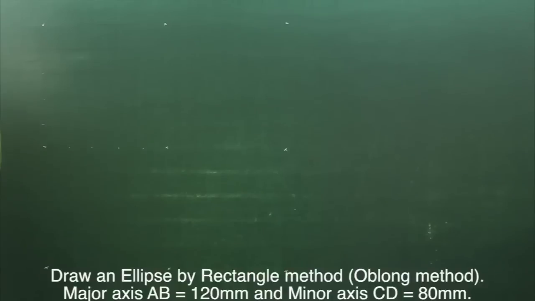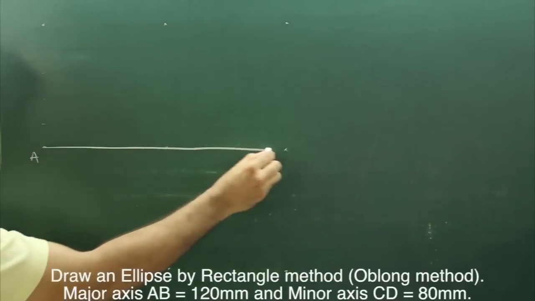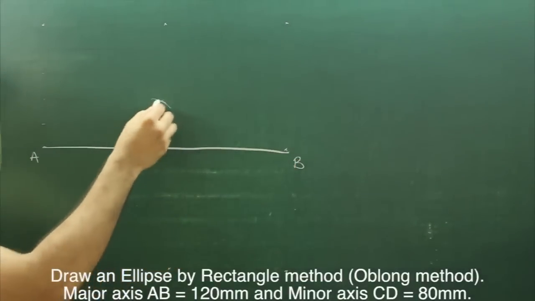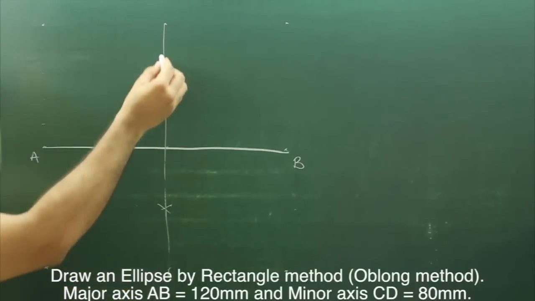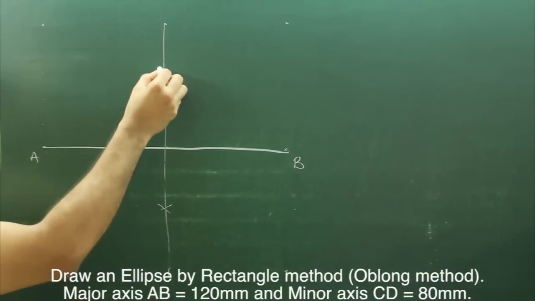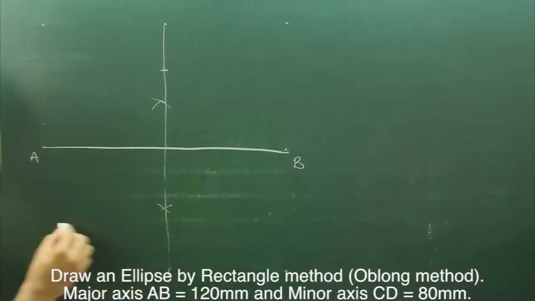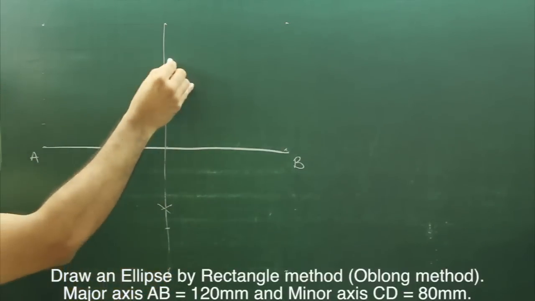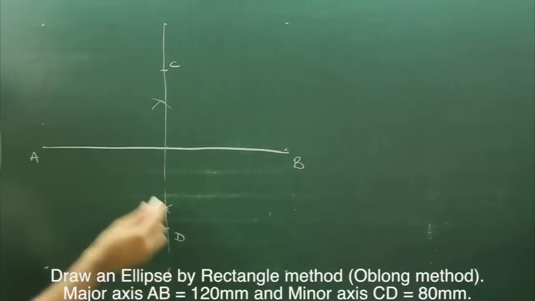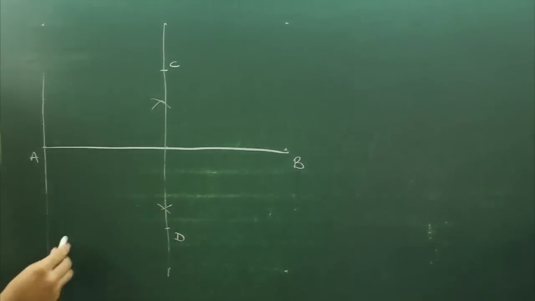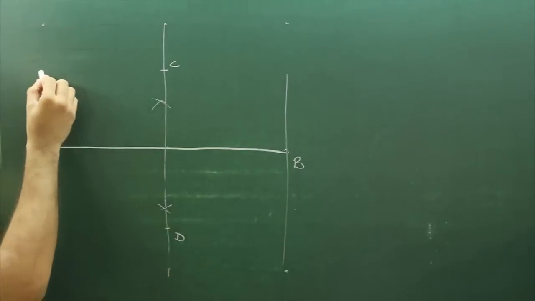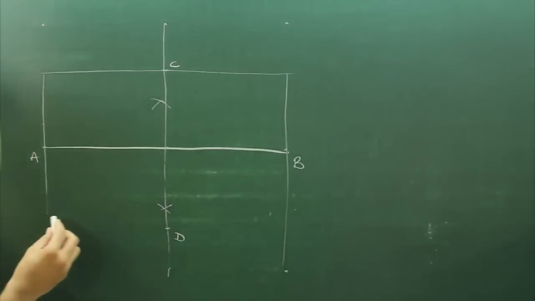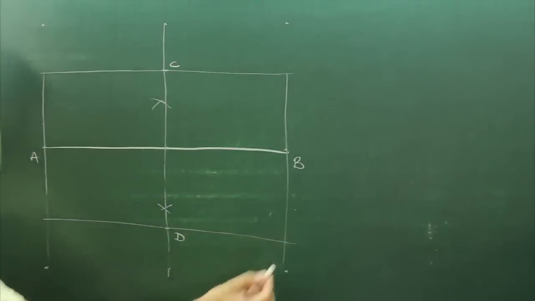Ellipse by rectangular method. First we will draw major axis AB. Then we'll bisect. We'll draw CD. Then we'll complete this rectangle. We'll draw vertical line from A and B and horizontal line from here, passing through C as well as D.